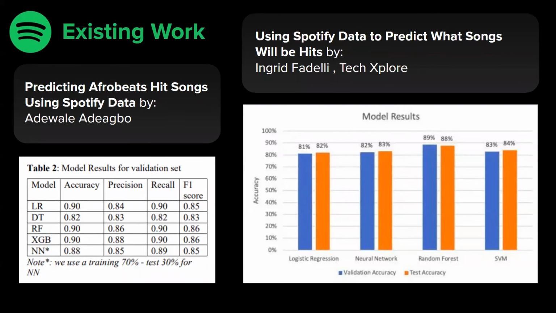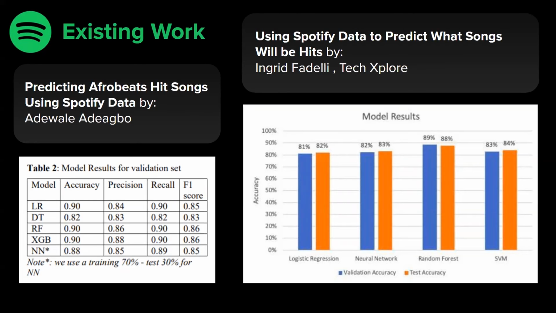In terms of existing work that people have done on a similar topic, on the left, we have predicting Afrobeat hit songs using Spotify data. In this one, they use similar Spotify data and similar models to what we are using. They also use linear regression and decision trees. They use neural networks, which we're not using. But they're able to get a pretty good accuracy with a lot of these models.